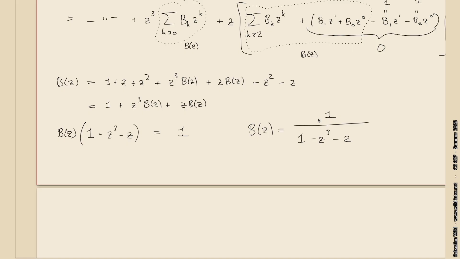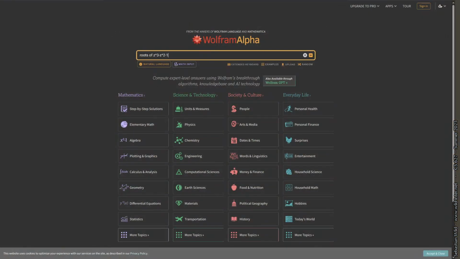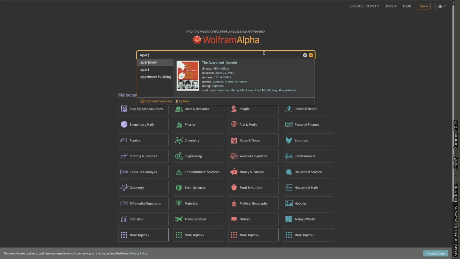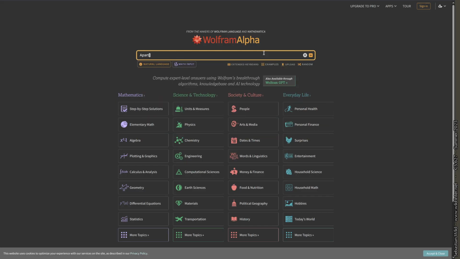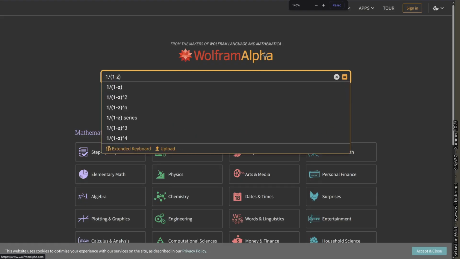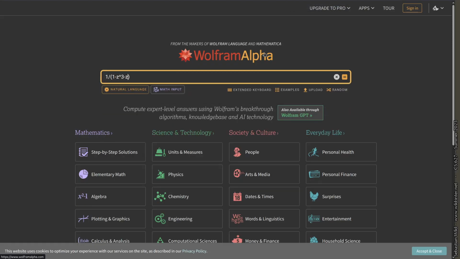So you're going to remember 1 divided by 1 minus z cubed minus z. And we take a little help from our friend called computer algebra. And I know there's a function called apart that does this, but maybe we can also do, okay, let's first type 1 over 1 minus z cubed minus z. Okay, yeah, that's right.